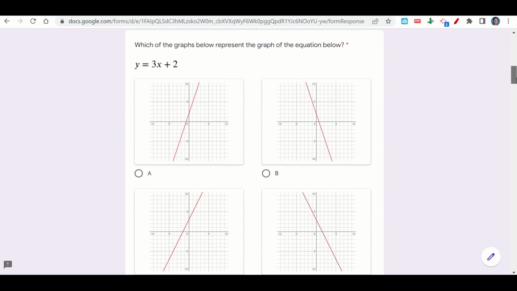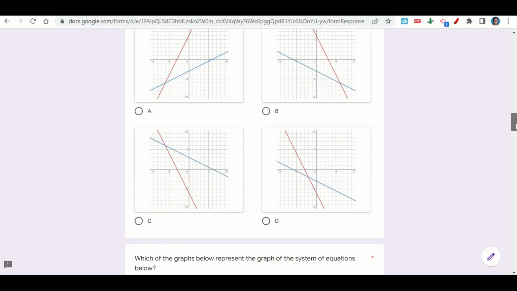Now the next one says, which of the following graphs represents the equation below? Well, it says y equals 3x plus 2. Well, I know that because it's positive, the slope is positive, I know it's got to go up. So it can't be either of these two. It's got to be this one or this one. And it has a y-intercept of 2. Well, this one has a y-intercept of 2. This one has a y-intercept of 3. So that one's out, so it's got to be this one.